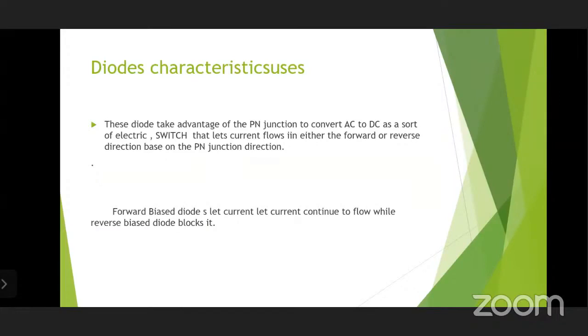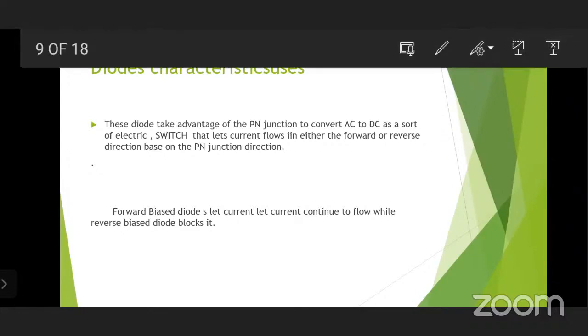To flow current from AC to DC, alternating current to direct current, as a source of electricity. Forward bias diode lets current continue to flow while reverse bias diode blocks it.